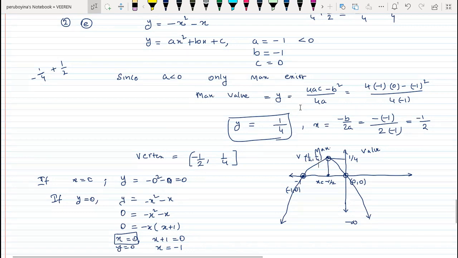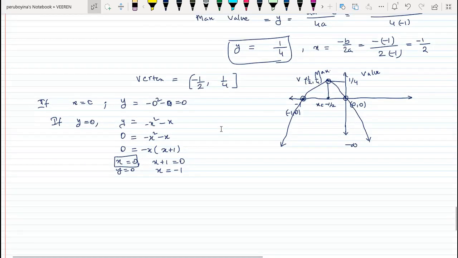Understood? And next, you have to get the information where the graph cuts the x-axis. For that you have to do y equal to 0. If you substitute that value, then you will get the cutting points on the x-axis. If y equal to 0, what does it mean? Y equal to 0 means the x-axis from geometry. So while doing this work, you can find the x values where the graph is cutting the x-axis.